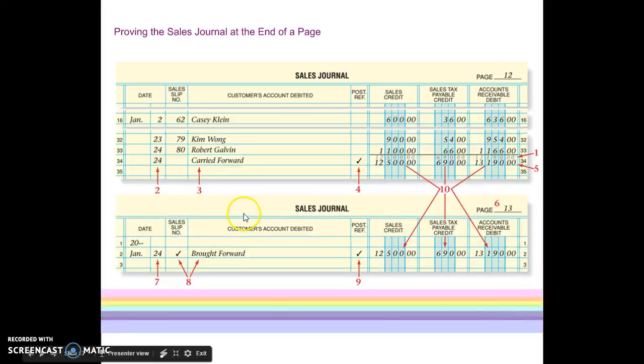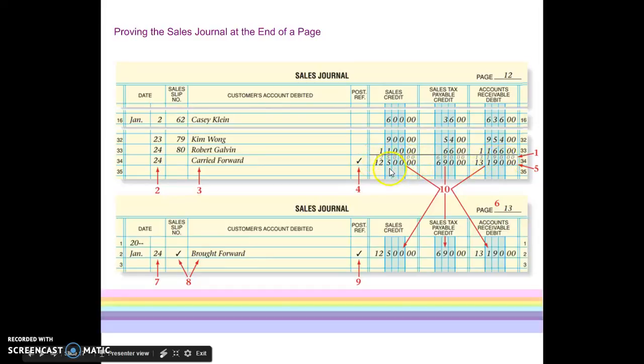Now, to prove the sales journal, we have to take another couple of steps to indicate that everything has proven out, the debits equal the credits, and we can carry the number over for the next journal page. So in this case, once we get to the end of journal page 12, we total up all these numbers.